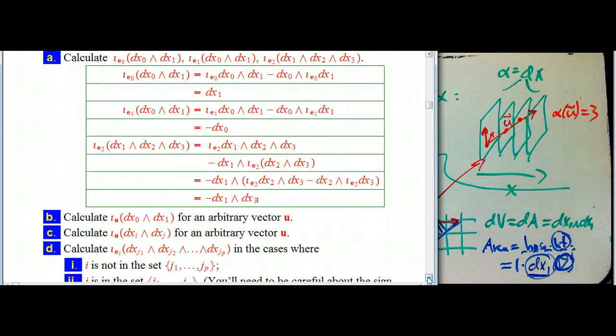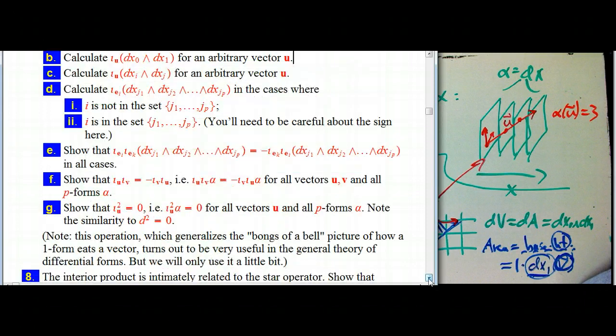Okay, so we're getting the idea of what it does, at least with the basis vectors. What about for an arbitrary vector u? This is a good time to stop the video if you want and try and do this yourself. This is where we start using the principle that this is supposed to be linear in the vector argument down here, as well as linear in the form argument.